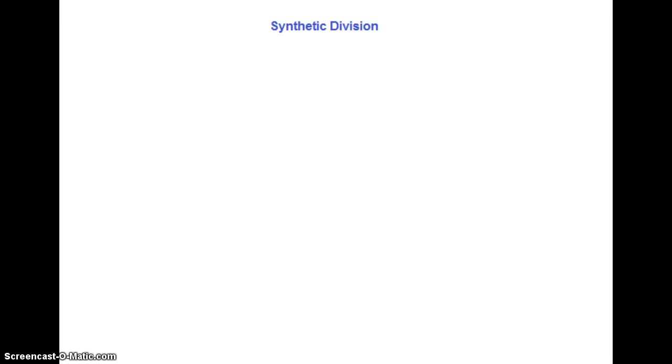This video is about synthetic division. It is a shortcut method of performing a long division with certain polynomials. It is used only when a polynomial is divided by a first-degree binomial of the form x minus k. Note that the coefficient of x is 1 here.